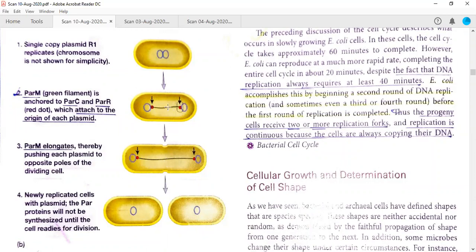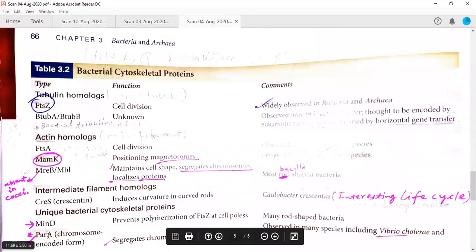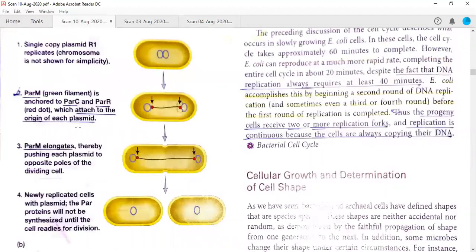So you can see this thread-like protein. This is also having some function, the ParM protein. There is a complete family of Par proteins. This Par protein is actually required for partition. It has three proteins which are isoforms, you can say: M, C, and R. If you look in the table, ParA is given here, and some other Par proteins are also given in this particular diagram. Now, what is the function of ParM protein and ParC, and all these proteins?